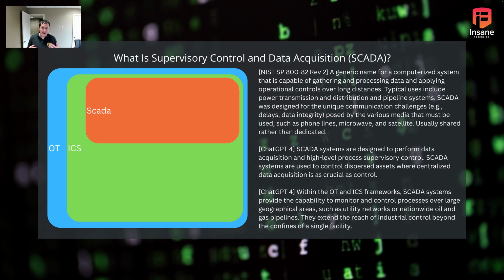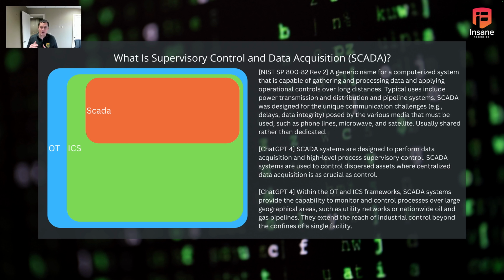Designed to perform data acquisition and high-level process supervisory, dispersed access, where centralized data acquisition is as critical as control. So think of a lot of SCADA systems like an oil field, right? A distributed gas or oil field, where you have a lot of systems out in the field bringing data back to central systems making decisions, pushing it back out, right? So again, you have that big geographic component to it.